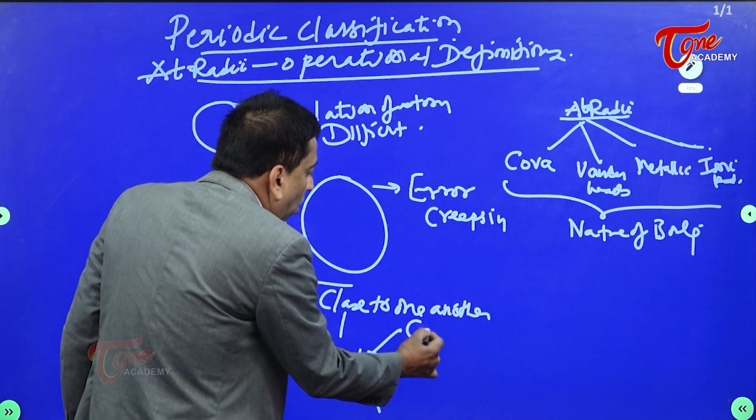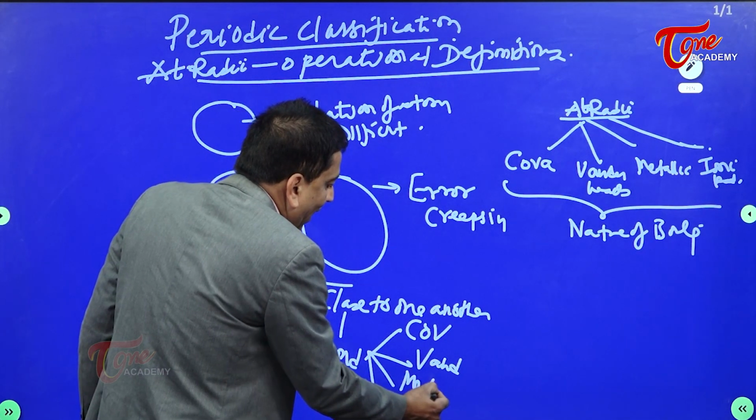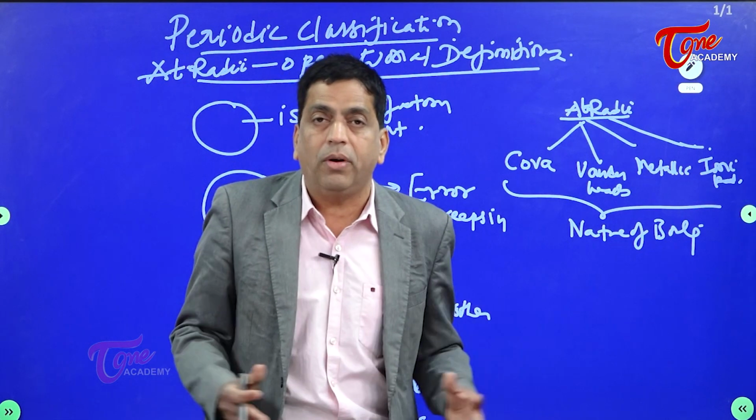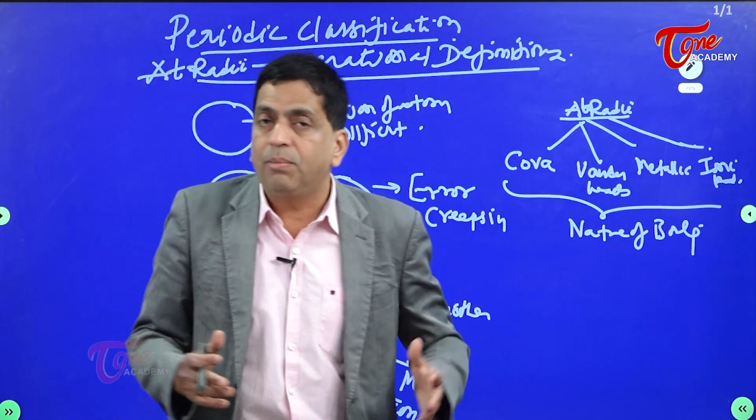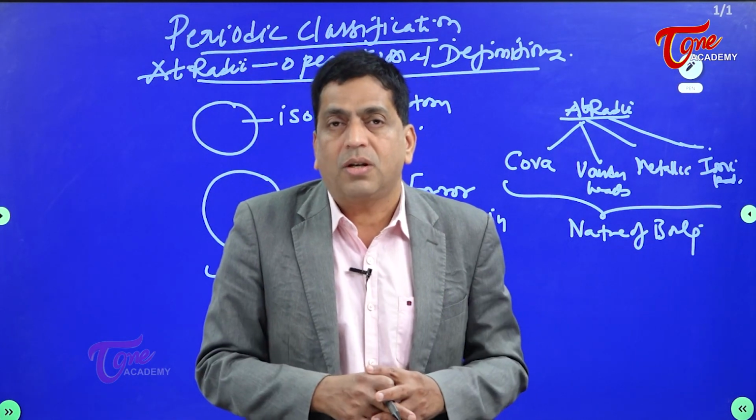One is the covalent bond, the other is van der Waals, the other is metallic, and the other is ionic, because you have ionic bonding, you have covalent bonding, you have metallic bonding, and some people don't participate in bonding, and how do you handle them, right? These are the issues that crop up.